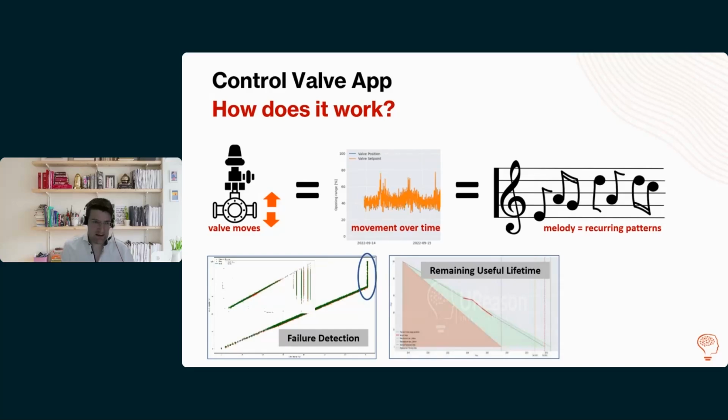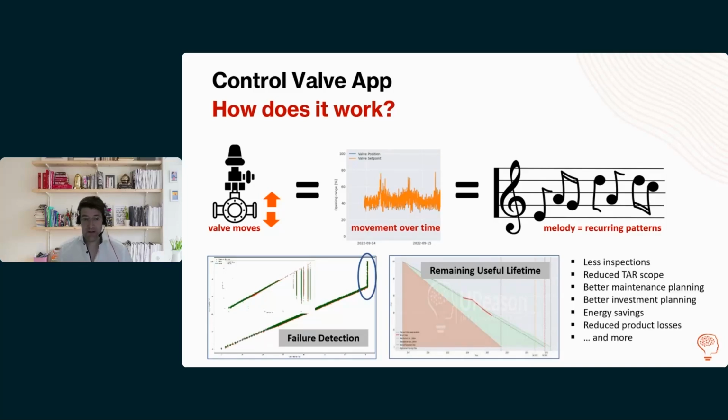Also, the sound of the valve, if I might call it that, the movement over time, the patterns are changing. It's different in the first month, second month, third month, fourth month of observation. Things are changing. And these changes in the sound of a valve can even be used to predict the remaining useful lifetime of the valve and the actuator quite accurately.